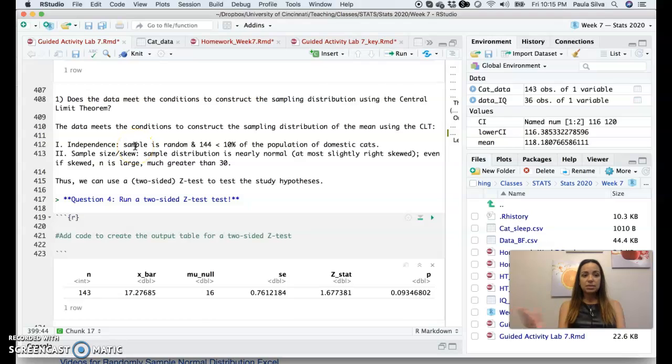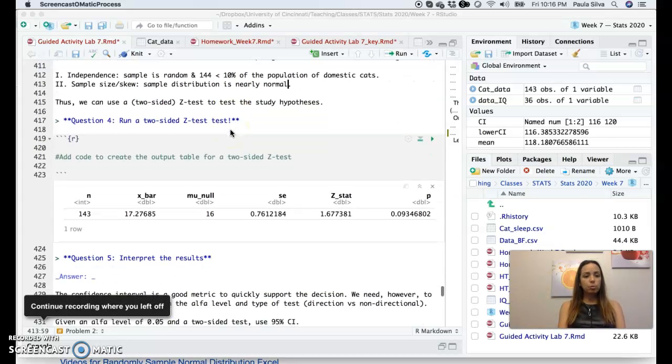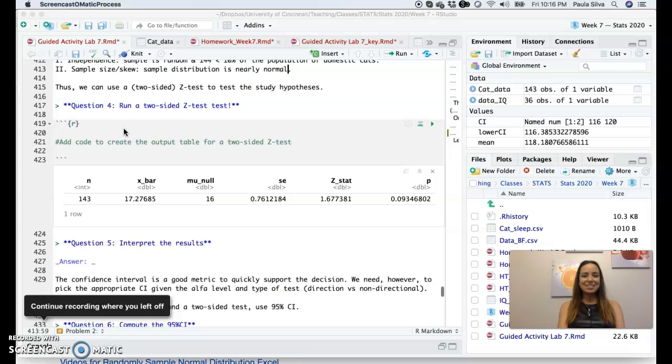There is independence. Sorry, I had to correct something. So it does have independence. The sample is random. We have 144 observations, which is less than 10% of the population of domestic cats, so we're good there. On sample size and skew, we're also fine. We have more than 30 observations easily, and the sample distribution is nearly normal. Thus, we can use a two-sided z-test to test the study hypothesis.